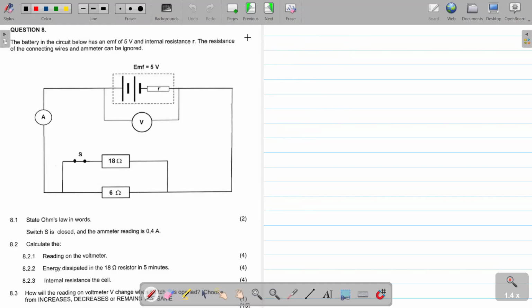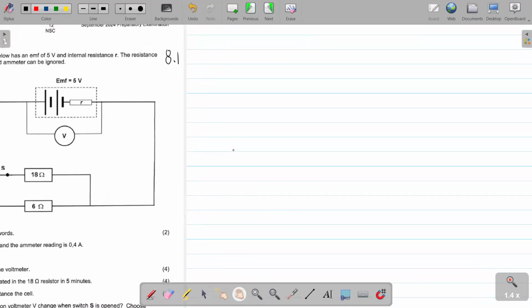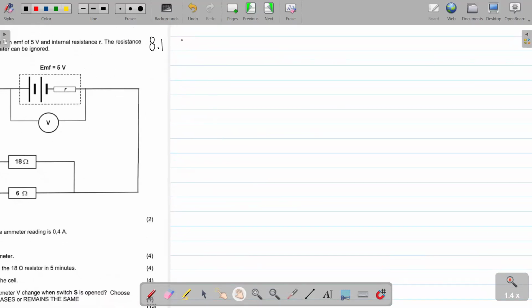8.1, they want Ohm's law. So we start with definitions. They say state Ohm's law in words. What does Ohm's law say? So it says what?